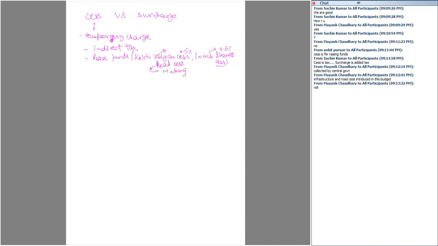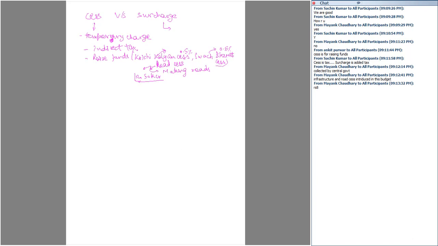Making roads is actually a priority for the NDA government. That happens every time. And so they have a particular target in mind, usually. Say if they want to create a corpus of, say, rupees 50,000 crores, they will collect this CESS till the time this fund is made, and once this amount is reached, they will discontinue having this CESS. And the government does usually make an announcement that, okay, we want to discontinue this particular CESS.